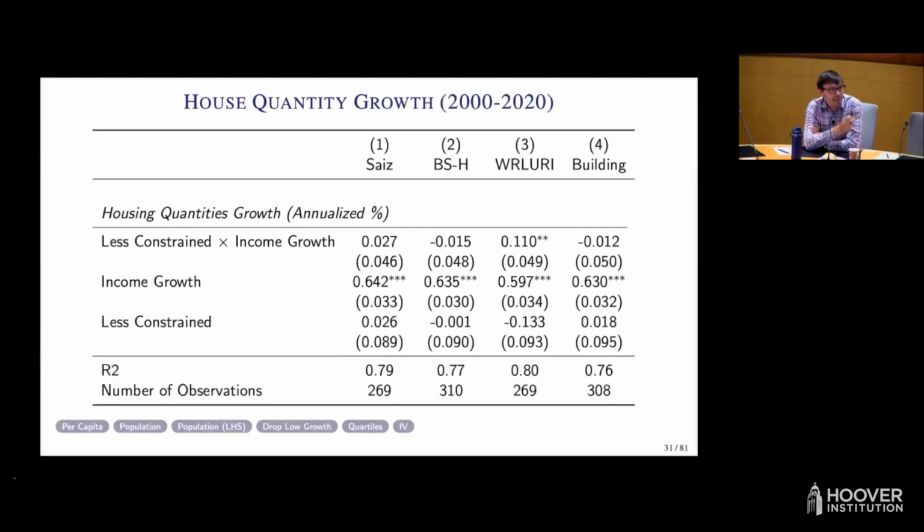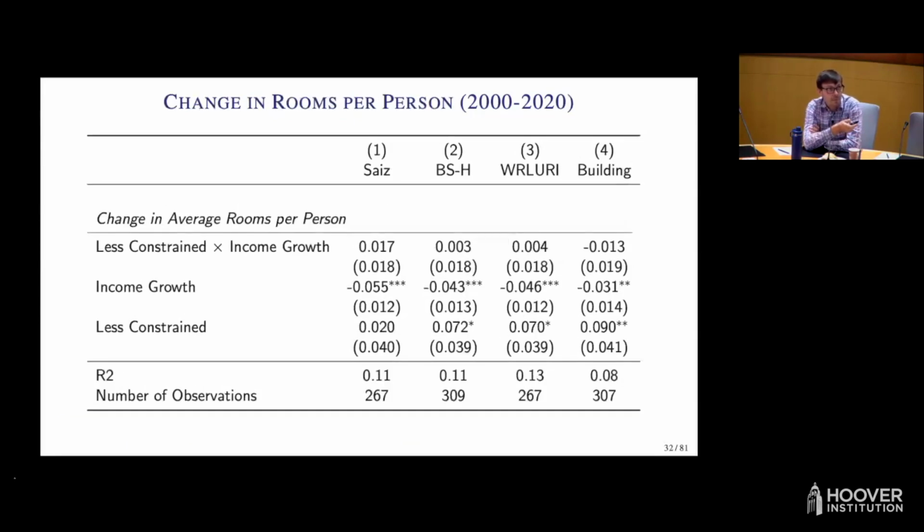You might be worried that our number of units here is missing something on the intensive margin. Maybe we're building these bigger houses in less constrained areas. But to the extent we can measure that with rooms per person, again, the effect of income growth on rooms per person does not vary with whether the areas are more or less constrained. You see some crowding here. This income growth does predict lower room size on average per person, but doesn't matter differentially.